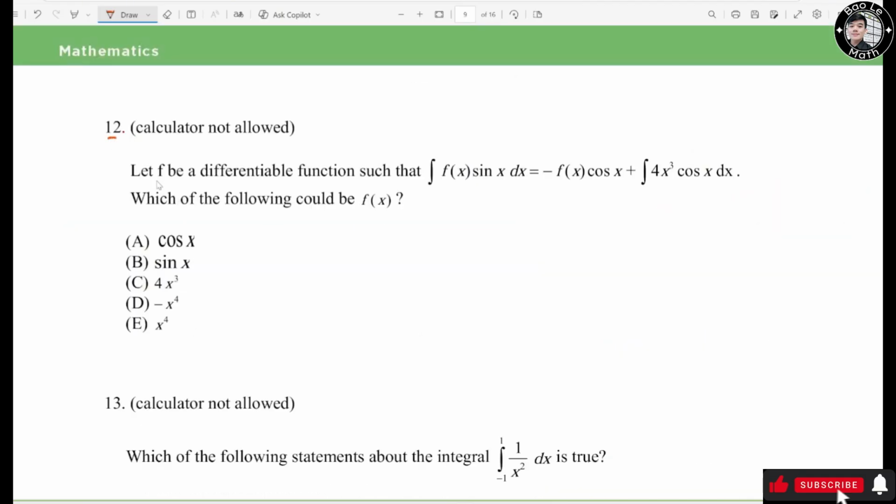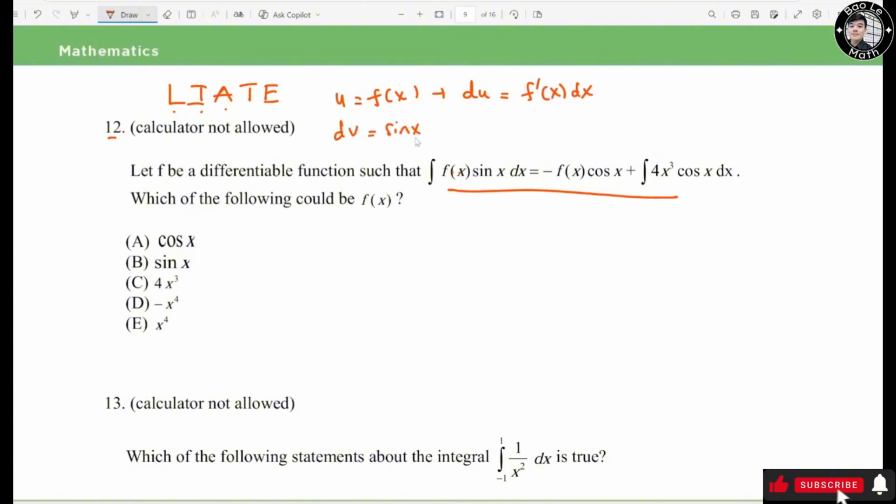Question 12. Let f be a differentiable function such that... which of the following could be f of s. Alright, so we're going to use integration by parts again, right over here, LIATE, right? Let u equal f of s, then du equals f prime of s ds, right? dv equals sine s ds, then v equals negative cosine s, right?